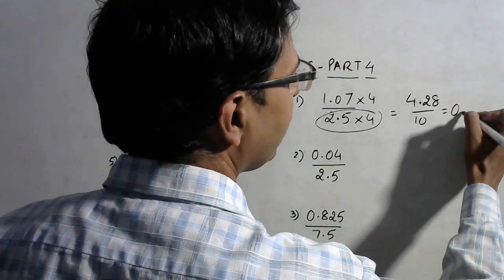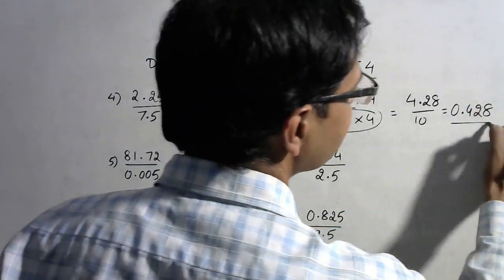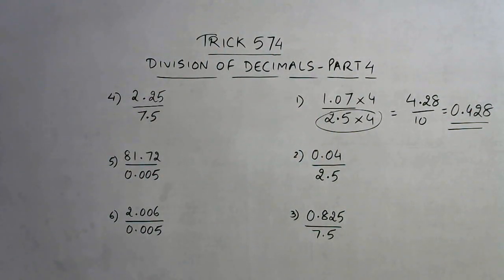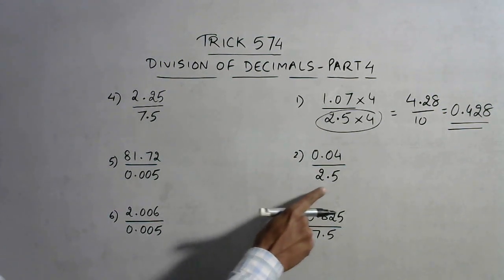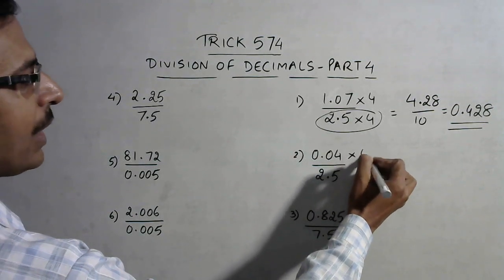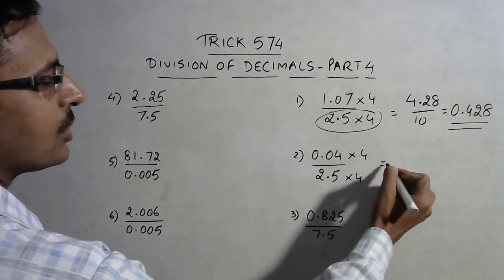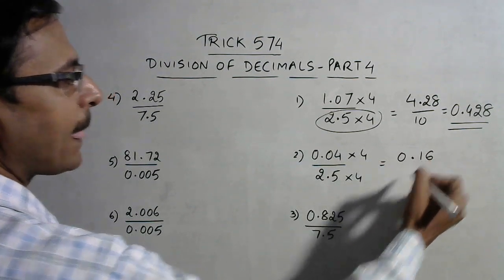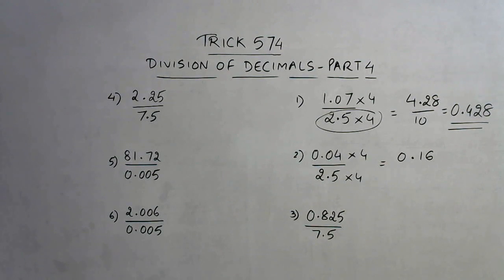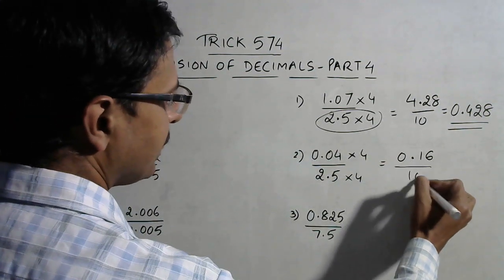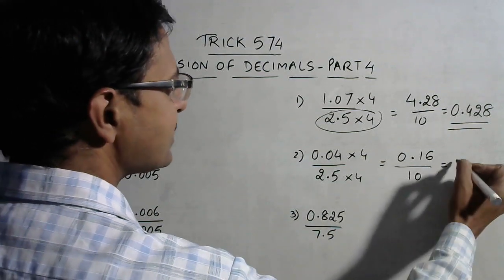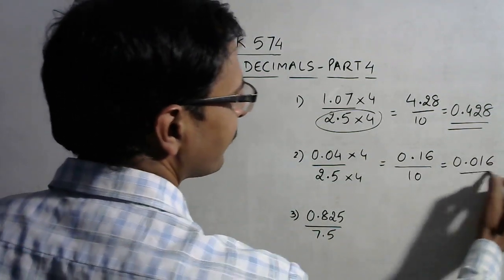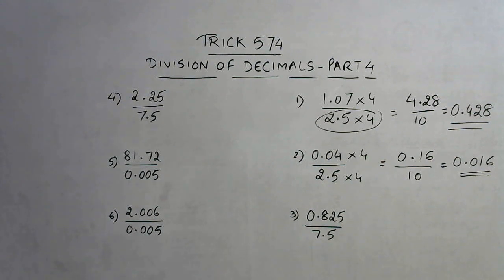This is 0.428. So division by 2.5 can be as easy as this. One more question of this kind. See, multiply by 4 and multiply by 4. So 4 fours are 16, so this becomes 0.16. You don't need to double also because 4 into 4 is 16, so the result is obvious. And we have a 10 in the denominator, which becomes 0.016. So the answer for the question is 0.016.